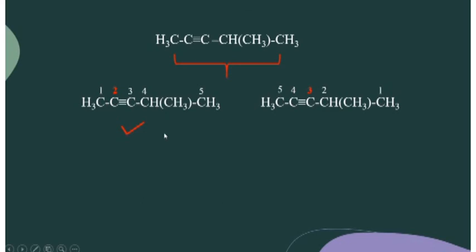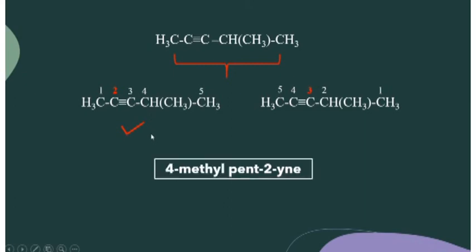And what is the name? 5 carbons are there. So for 5 carbons, it is pent dash. Then second position for the alkyne, the triple bond, so it is a 2. And yne. Yne means it is a suffix. So it is pent 2 yne. And what is the position of this methyl? 4. So it is 4 dash methyl pent 2 yne.